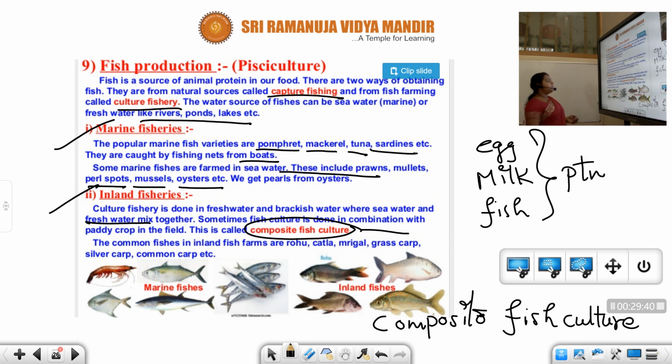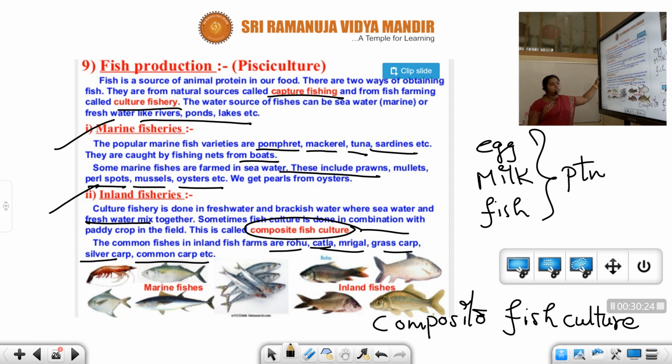Composite fish culture. Right? The common fishes in inland fisheries are rohu, katla, mrigal, grass carp, silver carp and common carp. These are the best examples of inland fisheries. So fish production is nothing but pisciculture. If the fishes are caught from natural resources, it is called capture fishing. Where fish farming is done, like how crops are grown, in the same way fish farming is there, that is culturing fisheries. Right? There are different sources, marine sources and freshwater sources.